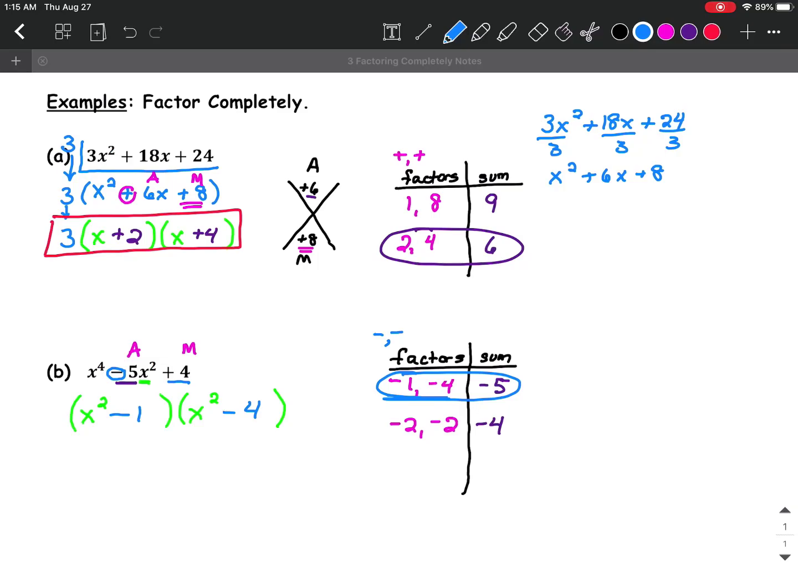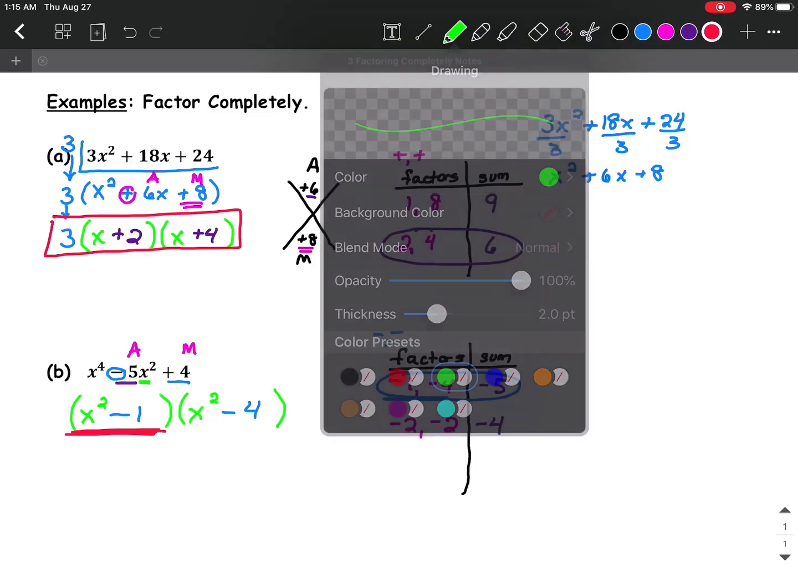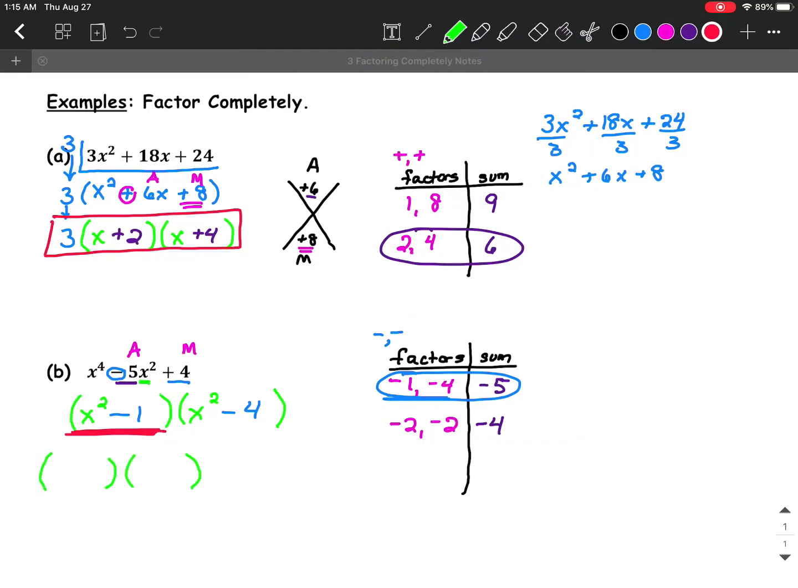But guess what? I'm not done. Look at this first term here. This x squared minus 1 is a difference of two perfect squares. Uh-oh, that means I need two parentheses. And we say, okay, the first term was x squared. The square root of x squared is x. So we put an x here, we put an x here. Our second term is 1. The square root of 1 is 1. That means we have a positive 1 and a -1, right? We change the signs.